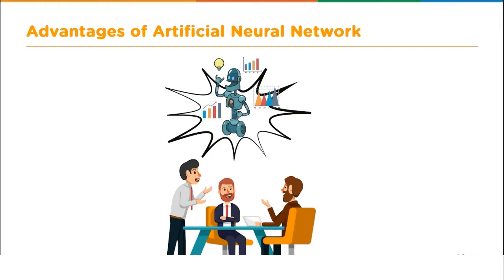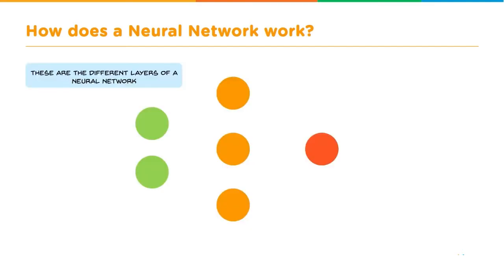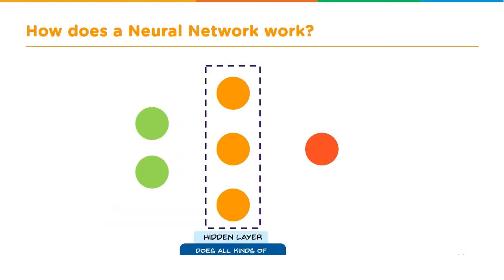So now we've come far enough to understand how a neural network works. Let's walk through a nice graphical representation. They usually describe a neural network as having different layers. You'll see that we've identified a green layer, an orange layer and a red layer. The green layer is the input. Your data comes in, it picks up the input signals and passes them to the next layer. The next layer does all kinds of calculations and feature extraction. It's called the hidden layer.